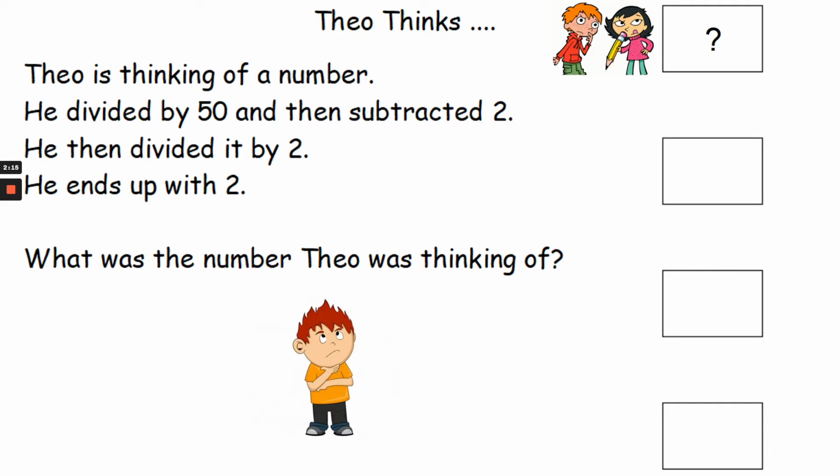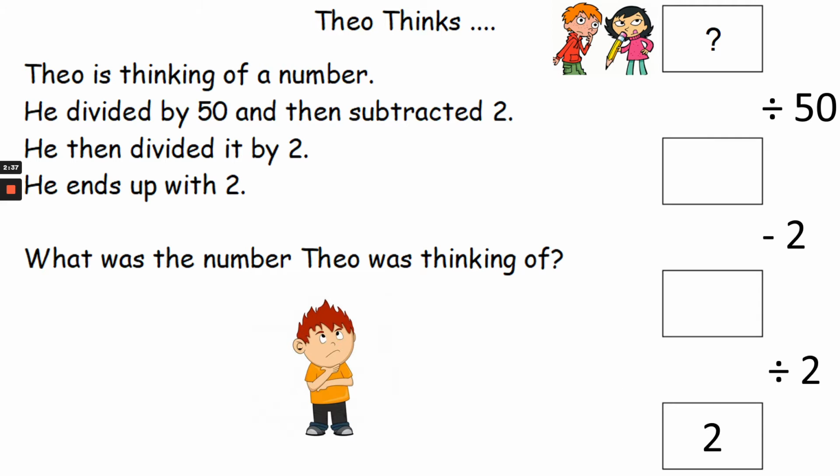Theo's thinking of a number. He divided by 50. He then took away 2. He then halved it or divided it by 2 and ended up with the number 2. We're going to now use the inverse and work backwards to work out the number he was originally thinking of.